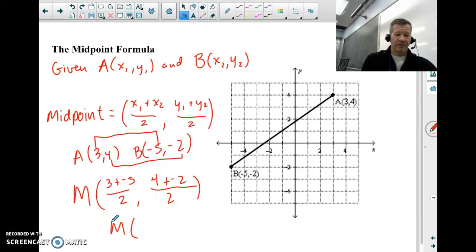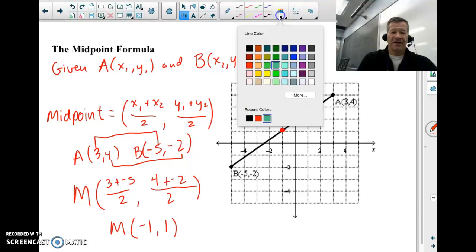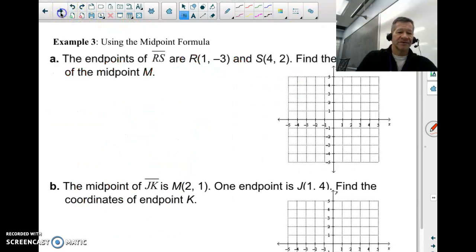So the midpoint will be, since this is -2 divided by 2, that would be -1, and +2 divided by 2 would be +1. So let's see if that makes sense. 1 left and 1 up. Does that appear to be a reasonable place for the midpoint? I believe it does. So there we go. That's how you find the midpoint. Now, let's go to the next page.